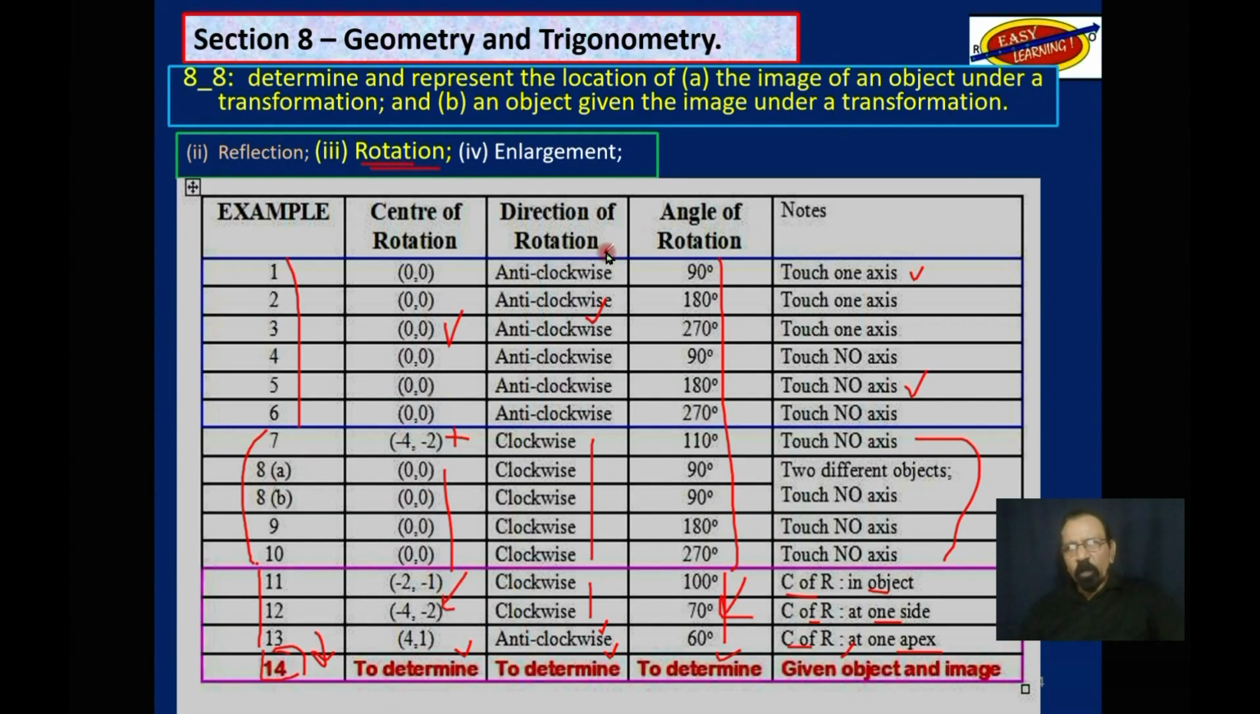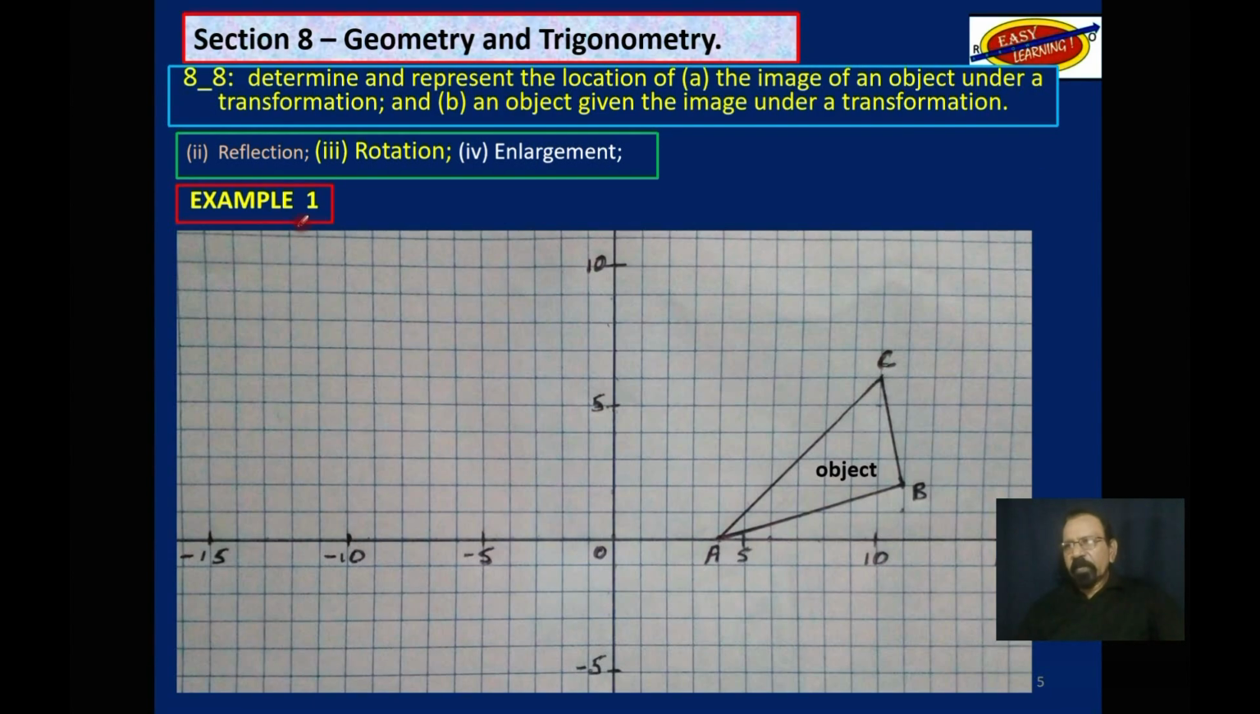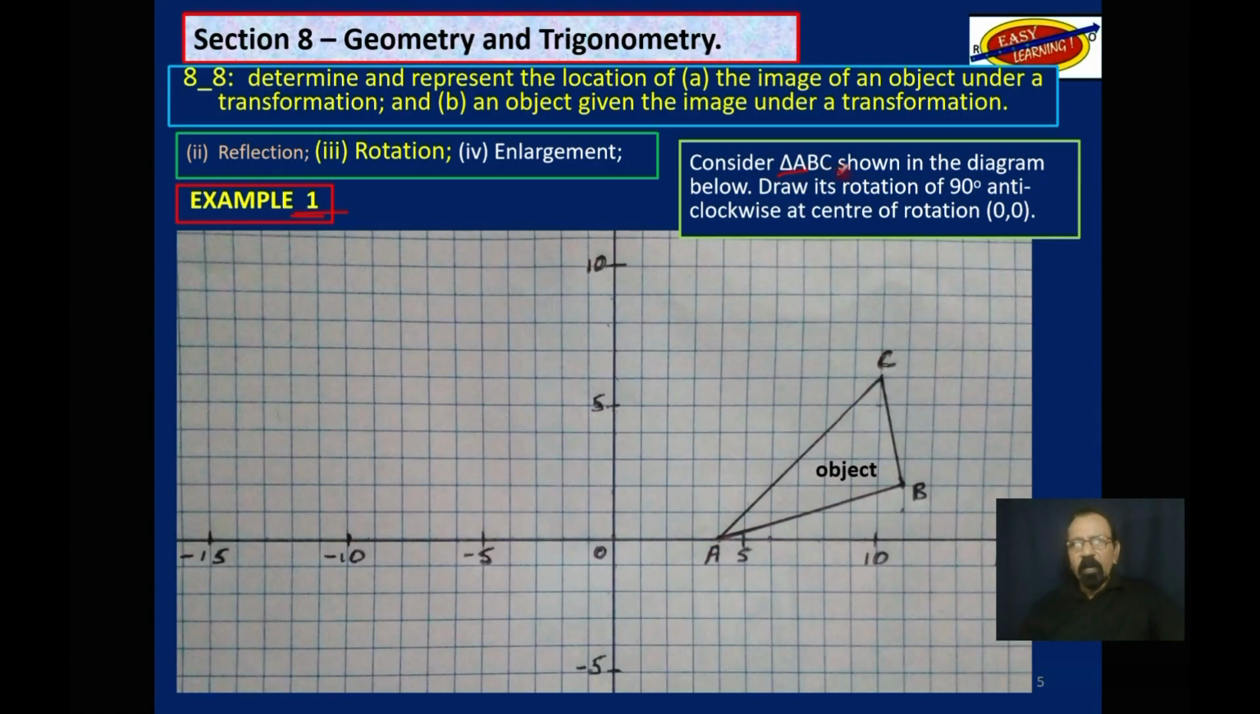Now you will find out that once you learn this first one here, these others right down to here all follow the same principle. So really, you are learning to do that one and then applying it to the other 12. So as I said, if you learn the principles in example 1, then 2 to 13 become very easy. So example 1, I am going to take some time with this one, and with the rest, I will move fairly fast. Consider triangle ABC shown in the diagram below.